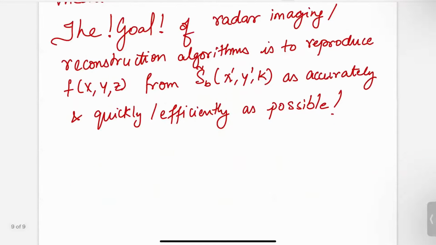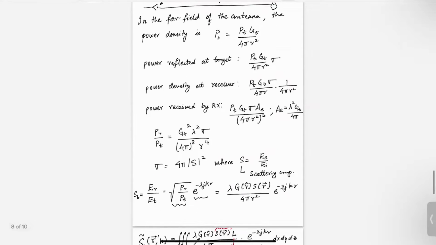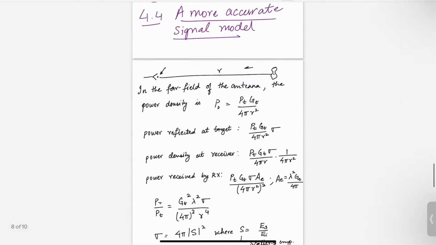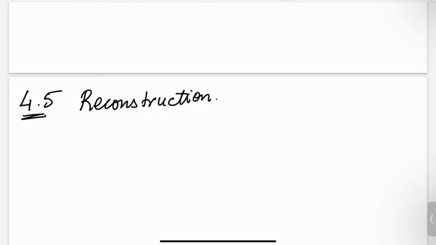Okay, so let's look at some algorithms that can do that. So maybe let's use a new page for this. Sorry, I just need to go back and look again at the section number. Okay, 4.5. Let's use black. Reconstruction. Finally, we're getting to some imaging. Okay.